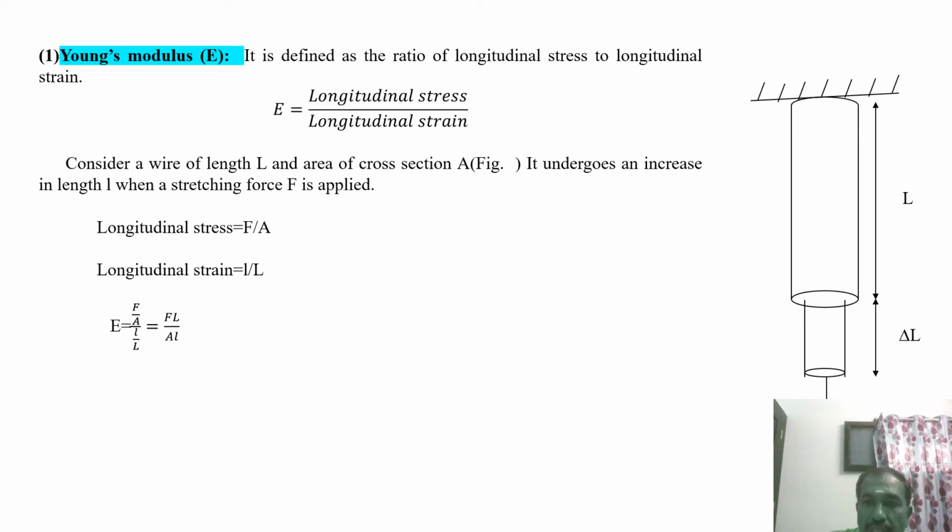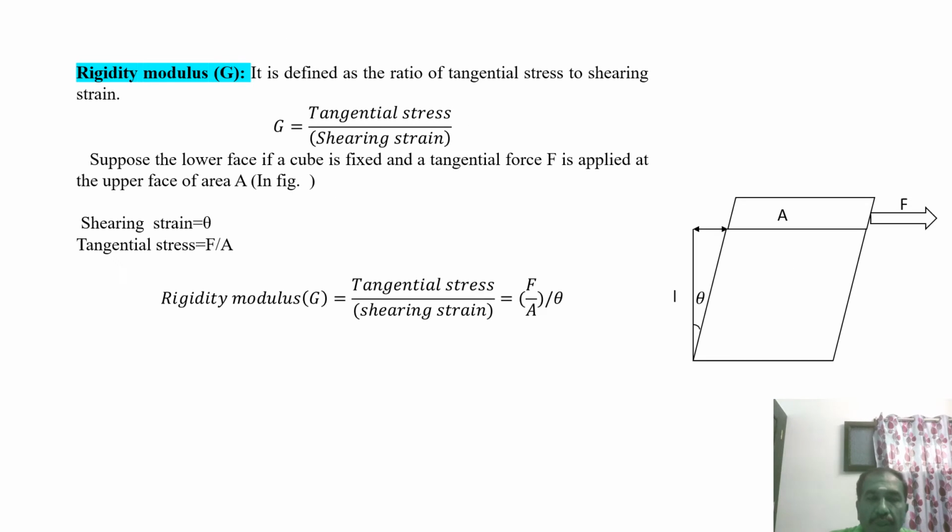The change in dimension length is delta L, applied in that formula as small l by capital L. Therefore, the elastic modulus is the longitudinal stress by longitudinal strain, that is, F capital L by A into small l. So that is the formula for Young's modulus of the particular wire.